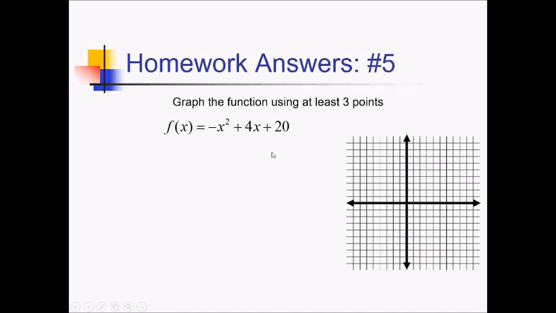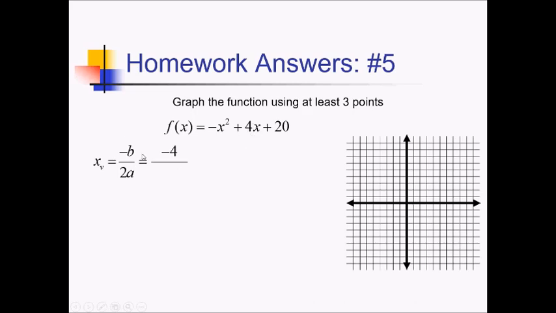For this one, I'm trying to graph a parabola in standard form here. Let me start by getting my vertex, my x value of my vertex anyway, with x_v equals negative b over 2a. My b value in this case, the coefficient of x, my linear coefficient, is 4.